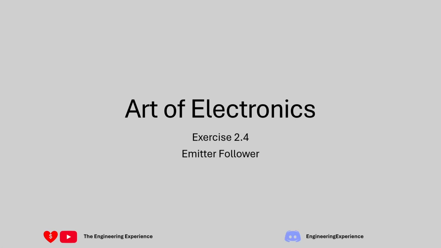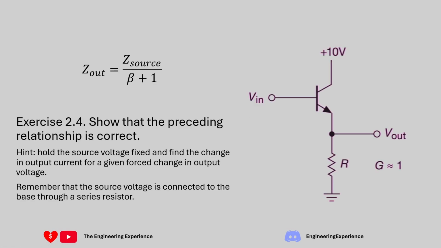In today's video, I'm going through exercise 2.4 from The Art of Electronics. In this exercise, we are looking at an emitter follower circuit and doing analysis for input and output impedances. The question is saying that we need to show that the preceding relationship is correct, that is this relationship over here, that Z out is equal to Z source divided by beta plus 1.